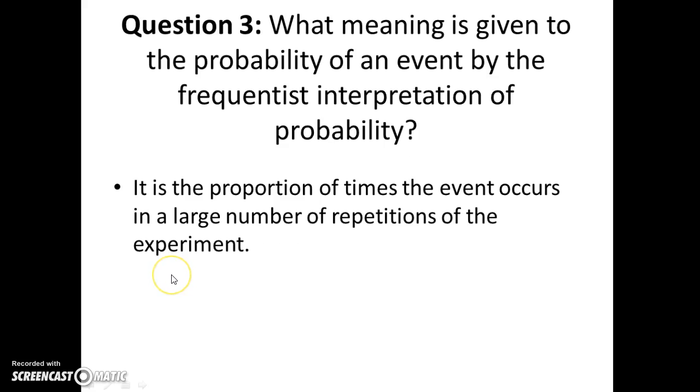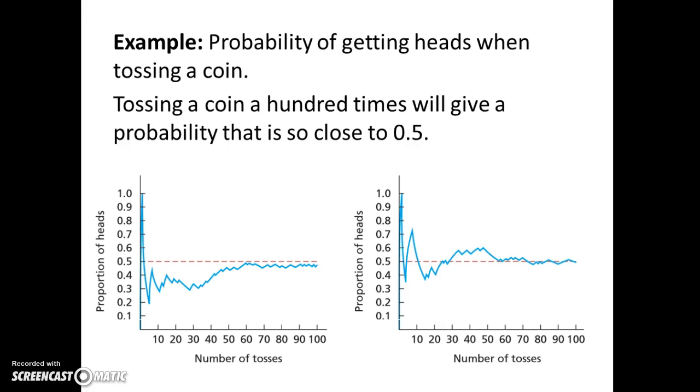Question 3. What meaning is given to the probability of an event by the frequentist interpretation of probability? It's the proportion of times which the event occurs in a large number of repetitions of the experiment. So you conduct an experiment where you make a large number of repetitions, and that proportion of times gives you the frequentist interpretation of probability.